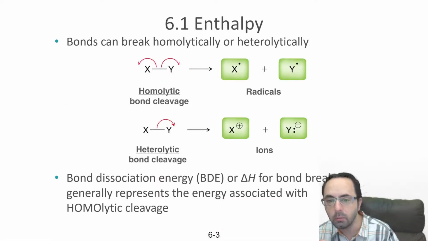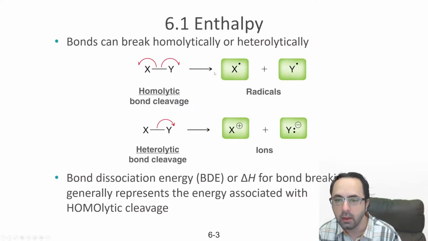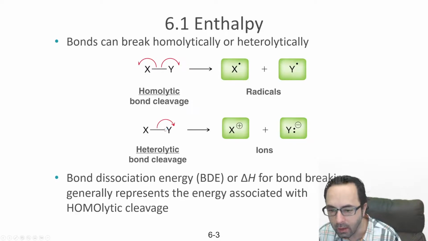So bonds can break in two different ways. They can break either homolytically, meaning that when the bond breaks, each of the atoms gets one electron, or they can break heterolytically, which is going to be most of the situations we're talking about. This is where both of the electrons in a bond go to one of the atoms, leaving one atom with one fewer electron, thus having a positive charge, and leaving the other atom with an extra electron, thus having a negative charge.